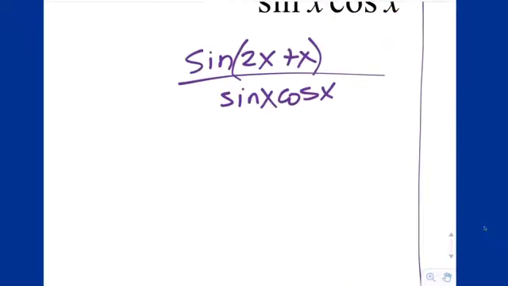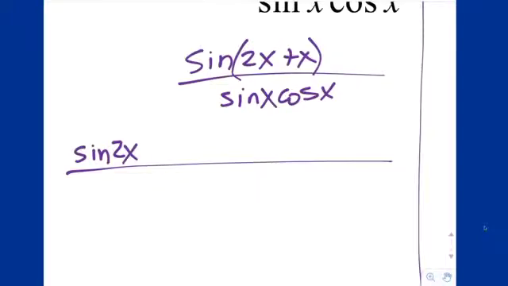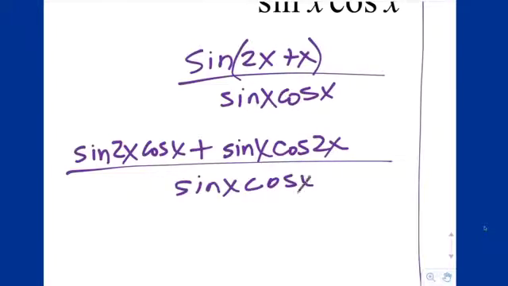Now you implement the sine composite identity in the numerator, which, remember, it's selfless. So it's sine of the first, cosine of the second. What happens with the sign? The plus sign? Stays or goes? Stays. Sine, same sign. And then sine of the second, cosine of the first. All over the product, sine times cosine.